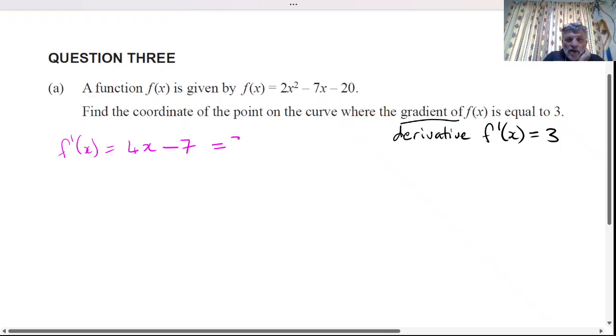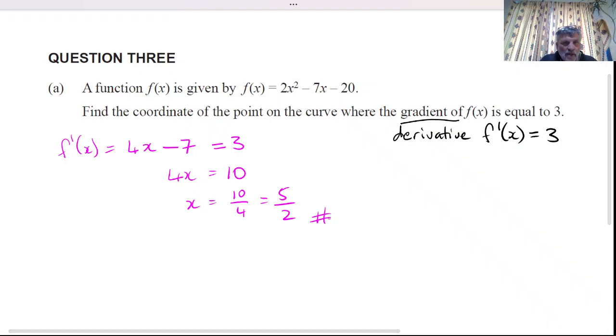We want to solve when that is equal to 3. Add 7 to both sides, so 4x equal to 10. x is 10 over 4, which is 5 over 2. And we're done very, very quickly for question 3a.